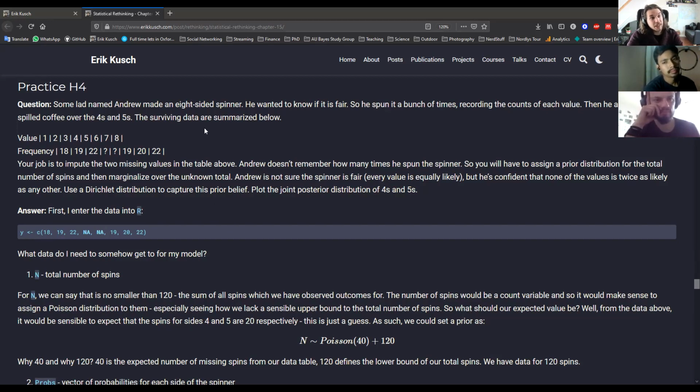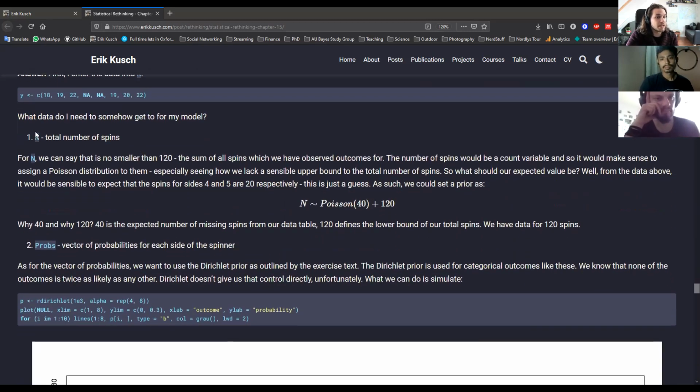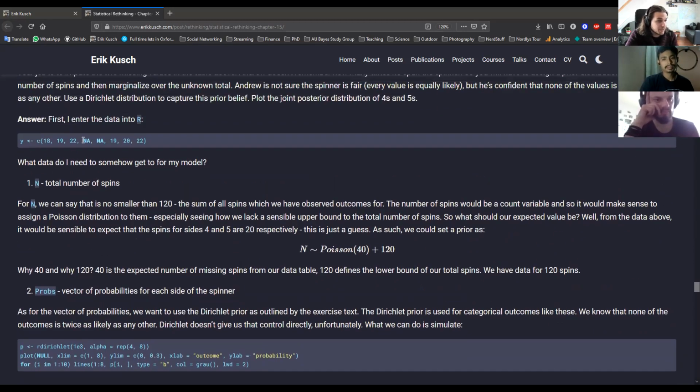So we need to impute the number of sides with which 4 and 5 probably have come up. So we just enter the data, and now there's a couple of things we don't know. First of all, how many total spins are there? Well, we don't know how many total spins there were because we don't know how often 4 and 5 were observed. So we don't know how many spins were behind that.